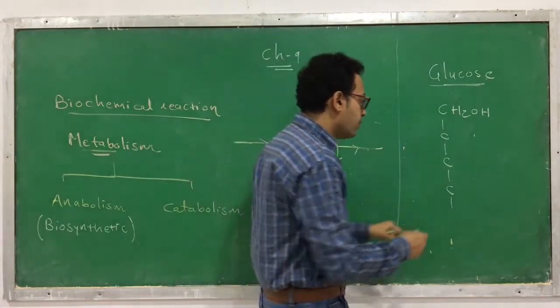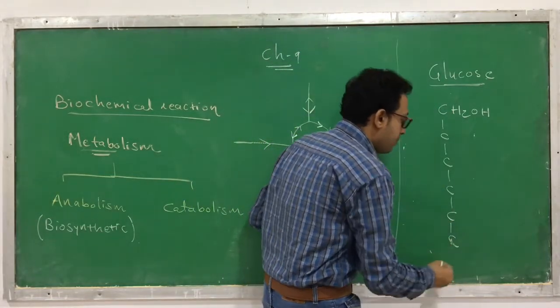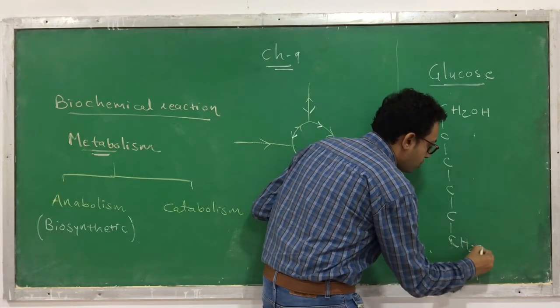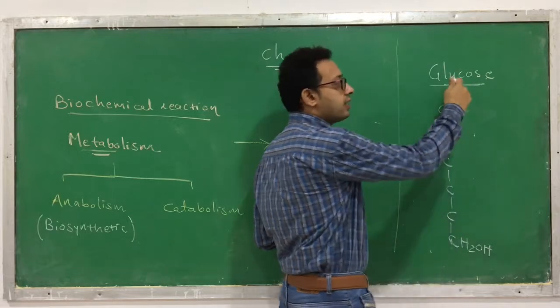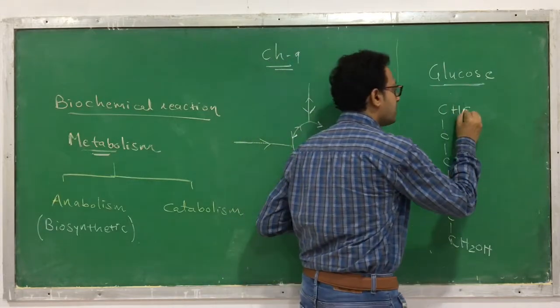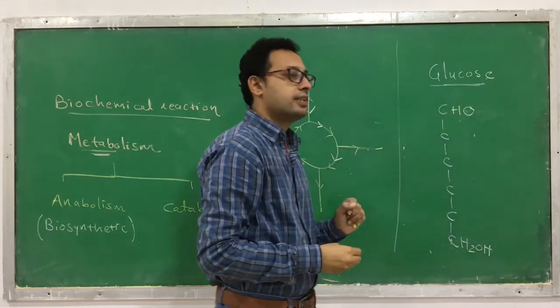1, 2, 3, 4. So I first draw carbon. Remember, always the last carbon is CH2OH. It is an aldehyde. It is an aldose sugar. So the first is CHO. Okay, that is an aldehyde.